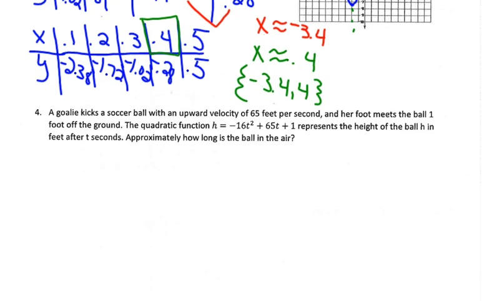A goalie kicks a soccer ball with an upward velocity of 65 feet per second, and her foot meets the ball 1 foot off the ground. This is the function that represents it. H is talking about how high it is, and T is talking about the time. Approximately how long is the ball in the air?